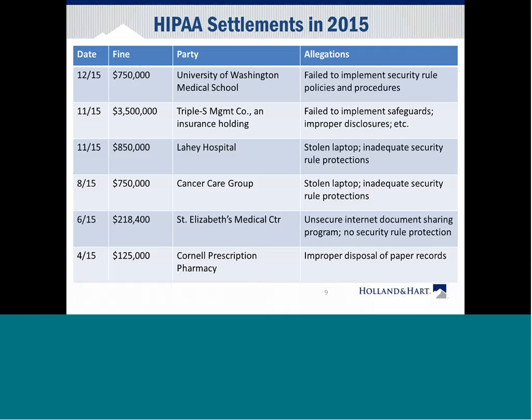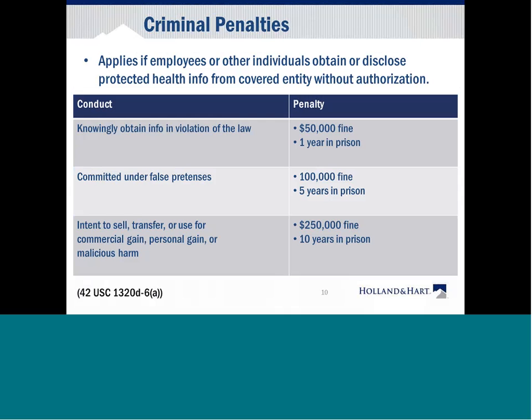So in the past, people didn't take the HIPAA security rule very seriously. Those days are over. You need to make sure that you're complying with the HIPAA security rules. In addition to the civil penalties, if you're really a bad actor, you can actually go to jail for a HIPAA violation. The criminal penalties apply if employees or other individuals obtain or disclose protected health information from a covered entity without authorization. The penalties are anywhere from a $50,000 fine and up to a year in prison to a $250,000 fine and 10 years in prison if you do it with intent to sell, transfer, or use for commercial gain, personal gain, or malicious harm.